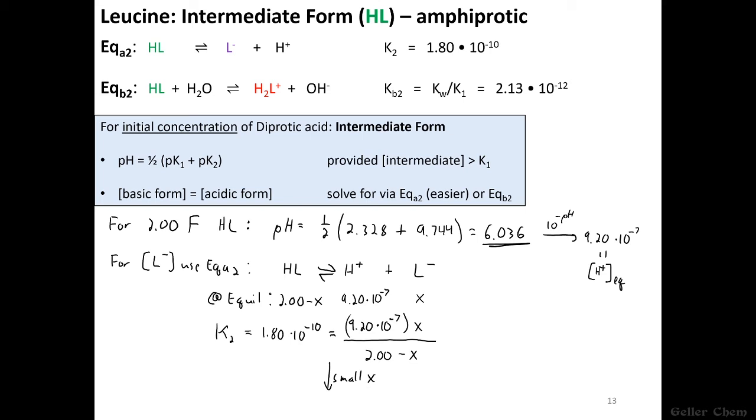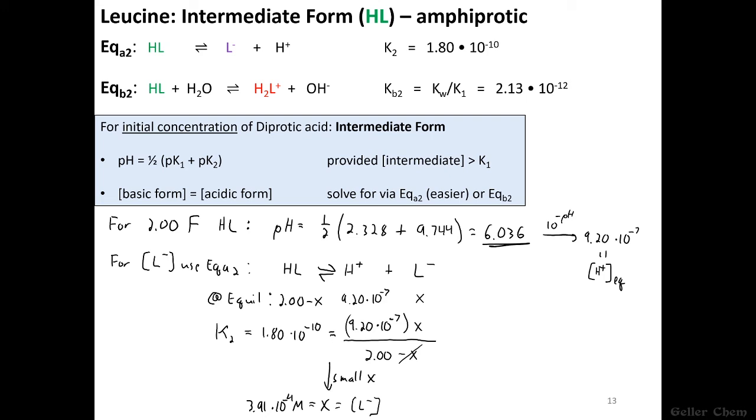Small x. But only this part in the denominator. That's the only plus or minus x term we see. And if we do it right, we will get x is equal to 3.91 times 10 to the minus 4, and that is, of course, molar. And then that winds up equaling our L minus concentration.